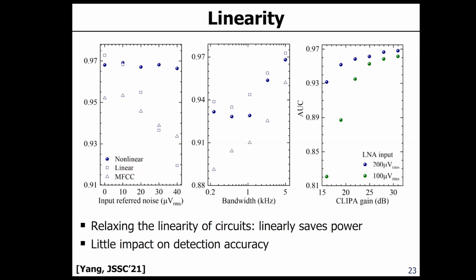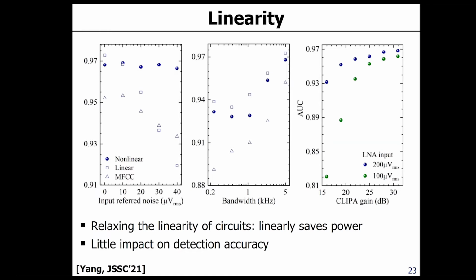Because linearity happens to be the mantra of analog circuit design, and they somehow want to improve the linearity a lot. So we kind of break the mantra and see, okay, let's just relax the linearity, and then reduce the power, and see how it affects. And surprisingly, or actually quite expectedly, the linearity doesn't affect the accuracy, or we can compensate for it fairly easily.